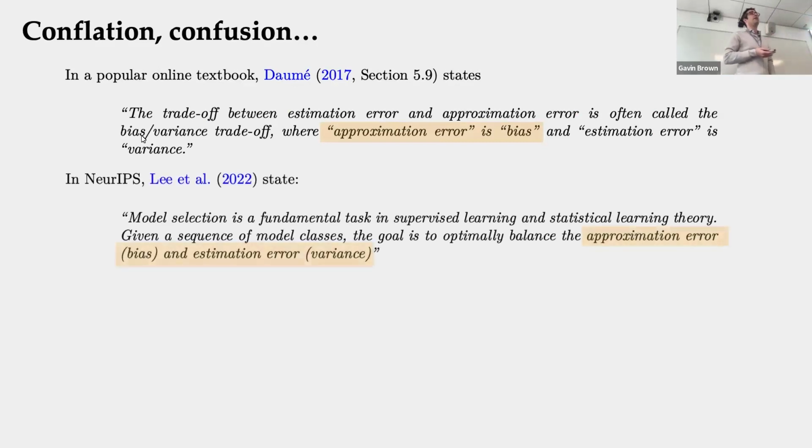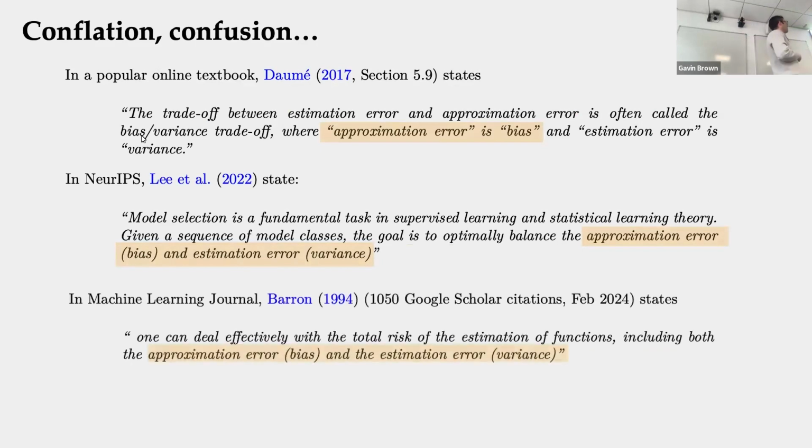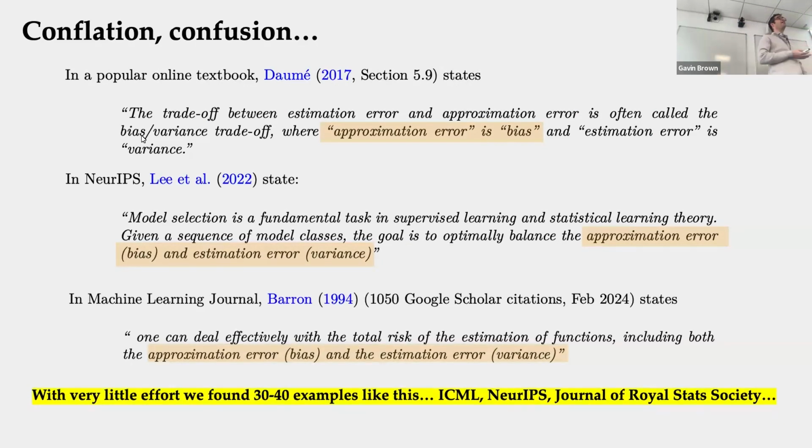There are papers appearing that make explicit statements that these two are the same thing. Approximation error (bias), estimation error (variance). And this isn't just recent papers. NeurIPS is a very high quality venue, but there are papers going back into the 90s with over 1,000 citations which make the same sort of statements. And it's not difficult to find papers all over the literature, in the Royal Statistical Society, in ICML, all over the place, that say the same thing: that they're the same decomposition, just written in two different ways.